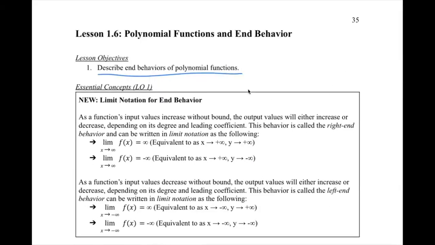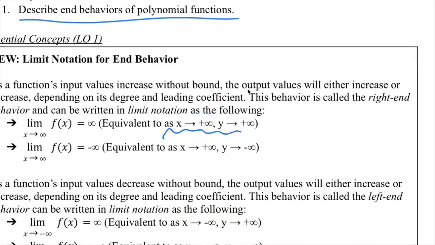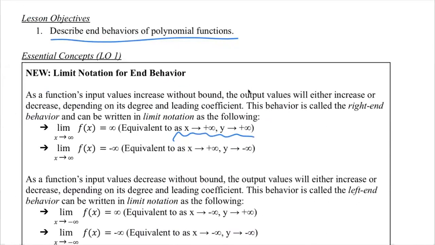So instead of the traditional style of writing end behaviors like this, we're now going to learn something called limit notation. Limit notation is essentially a way of writing end behavior in a more mathematically concise manner. As the function's input values increase without bound, the output values will either increase or decrease depending on its degree and leading coefficient. This behavior is called the right end behavior and can be written in limit notation as the following.